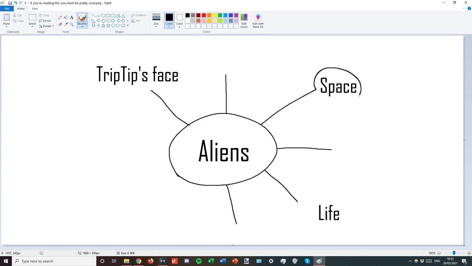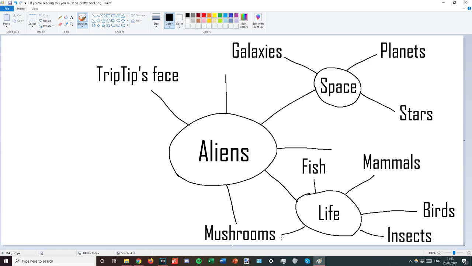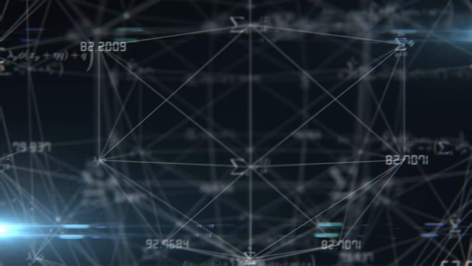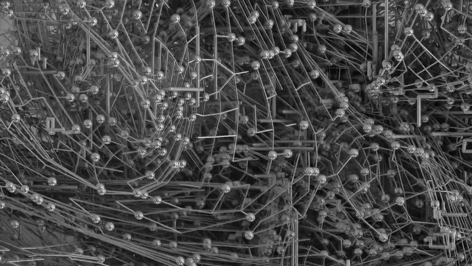For example, space might branch out into galaxies, planets, stars. Life might branch out into mammals, birds, fish, insects, mushrooms, you get the idea. Each of these concepts are related to each other in some way, and if you made a giant map and wrote them all out, you would probably find it looks a lot like a neural network. Good luck drawing it though. Our video budget isn't quite there yet.